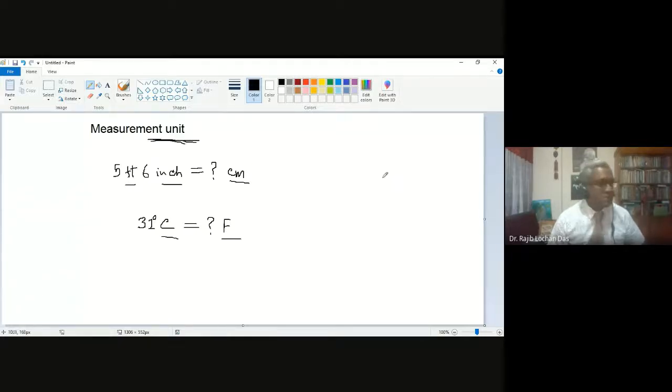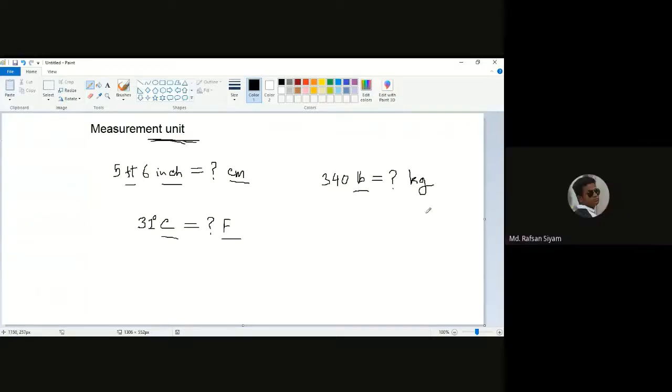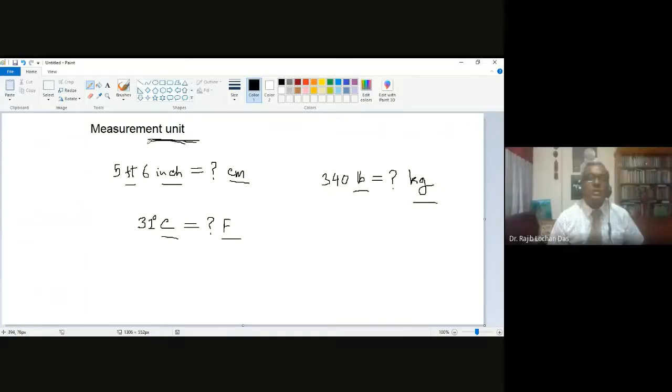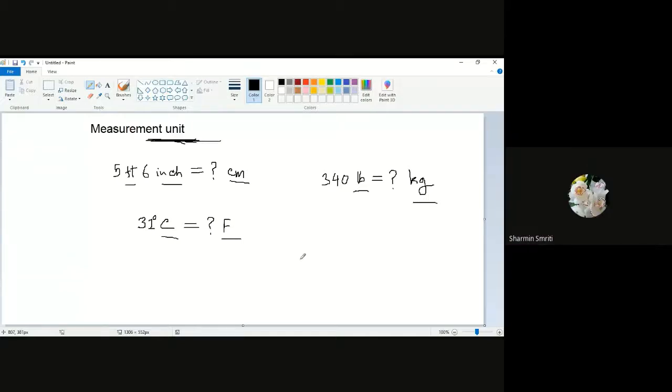Say something is like 340 pounds. Pound is written like LB. So what will be this weight in kg? So the pound and kg are the measurement units. Do you understand what I say? Yes. Okay, so this is our topic.